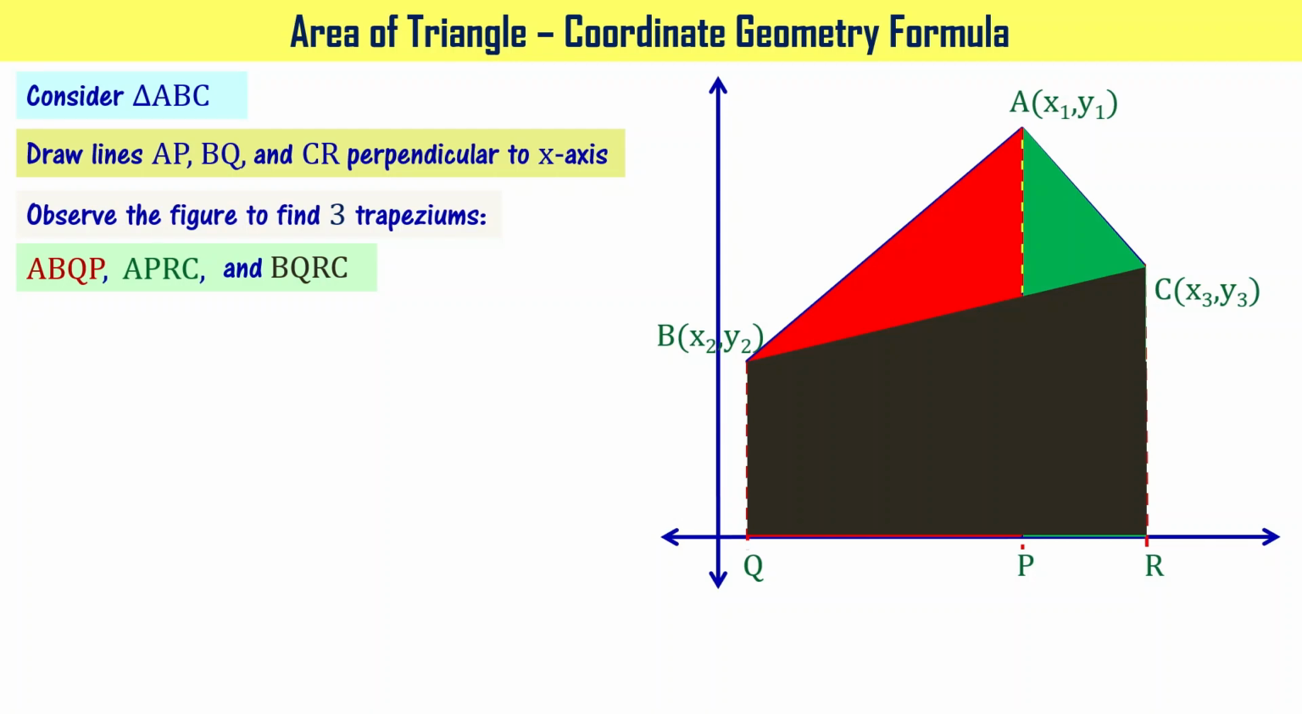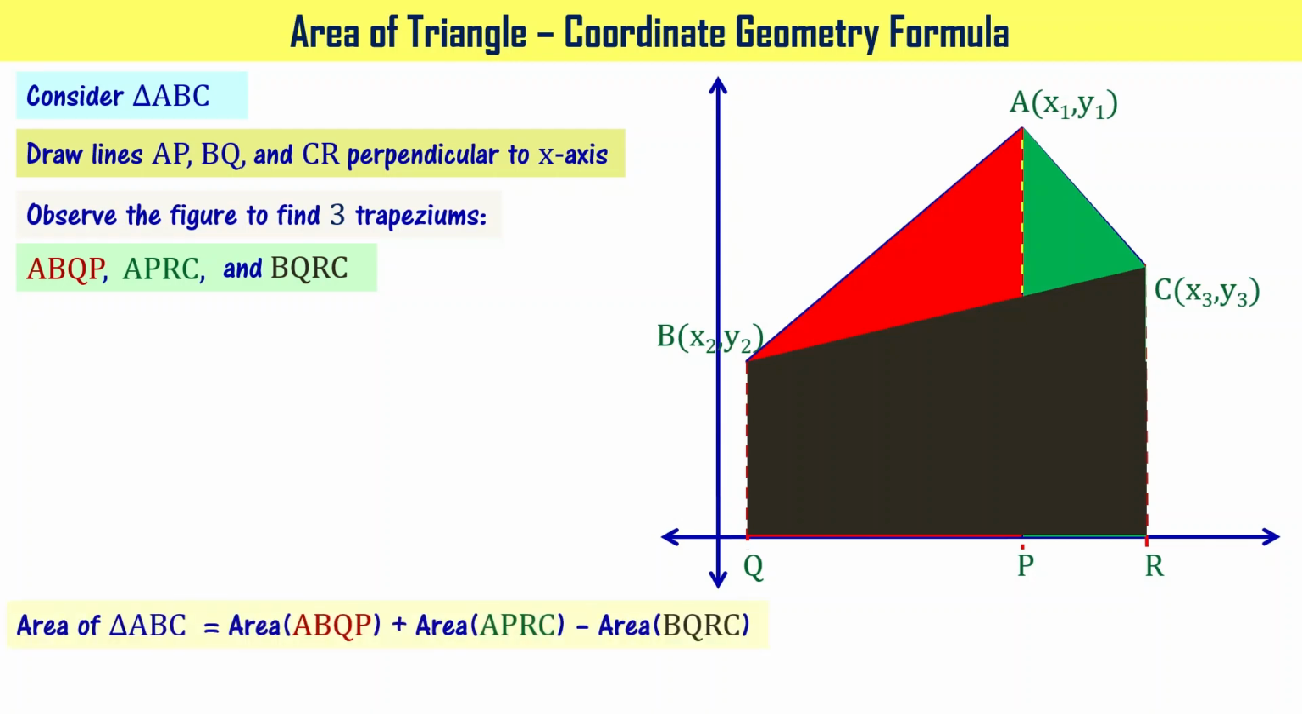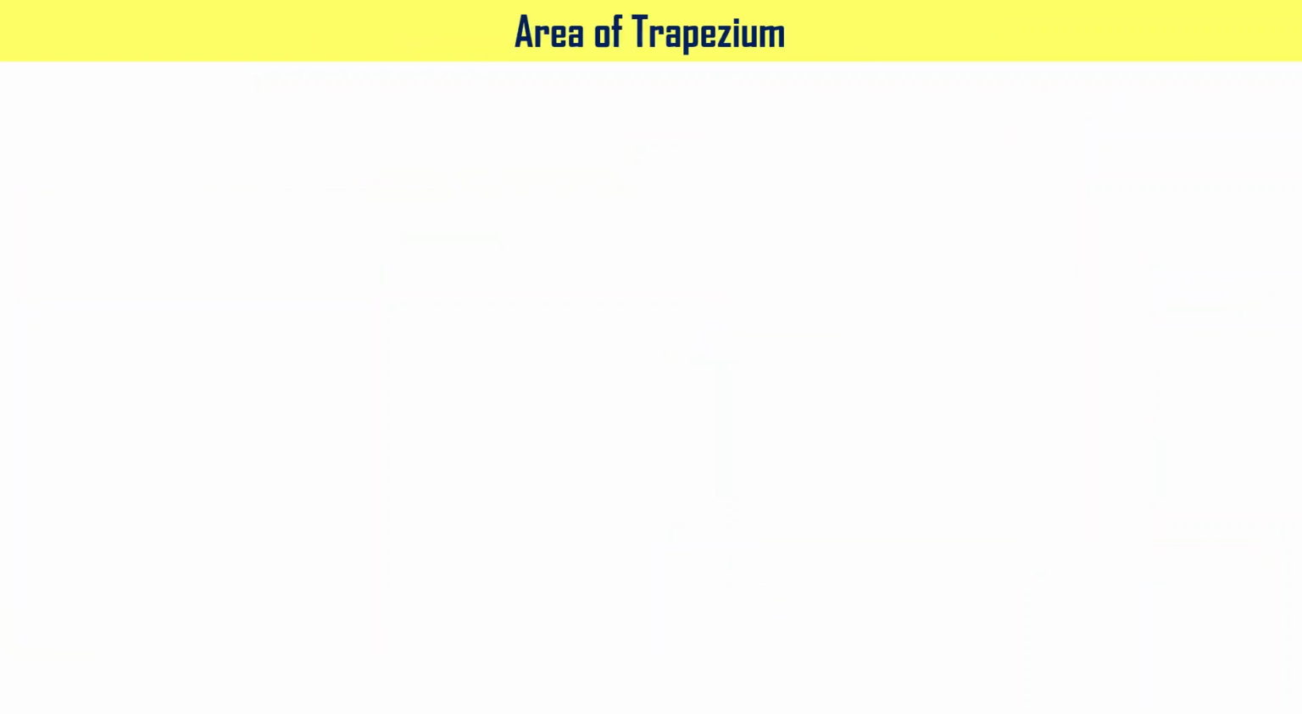If you observe the figure, what you can say is area of triangle ABC is equal to area of trapezium ABQP, that was shown in red earlier, plus area of trapezium APRC, that was shown in green earlier, minus area of trapezium BQRC, which is shown in black now also, right? Let's take a note of this and try to get the formula for area of trapezium now.